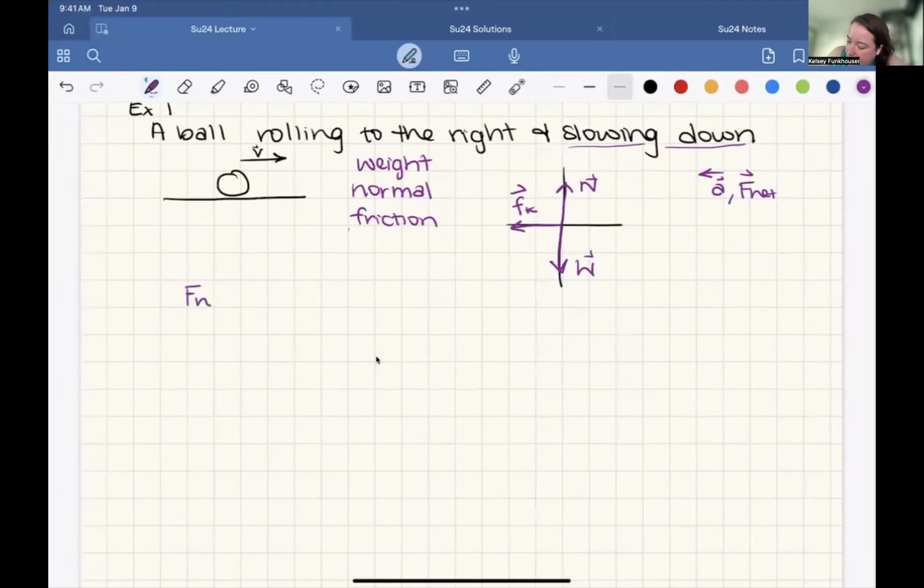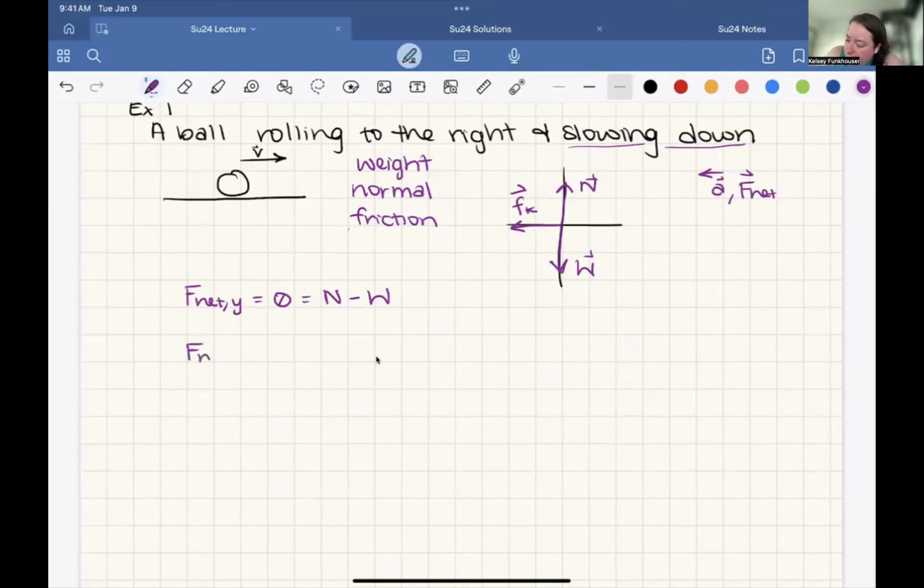So we will write that as F net Y equals 0, and that equals the normal force, which is pointing up, so we'll write that first. And then the weight force is pointing down, so we subtract the weight force. Okay? Now we want to do the same thing for the x direction.